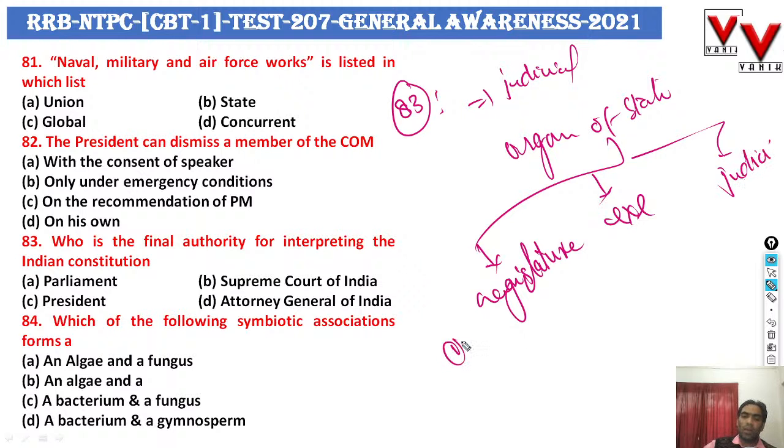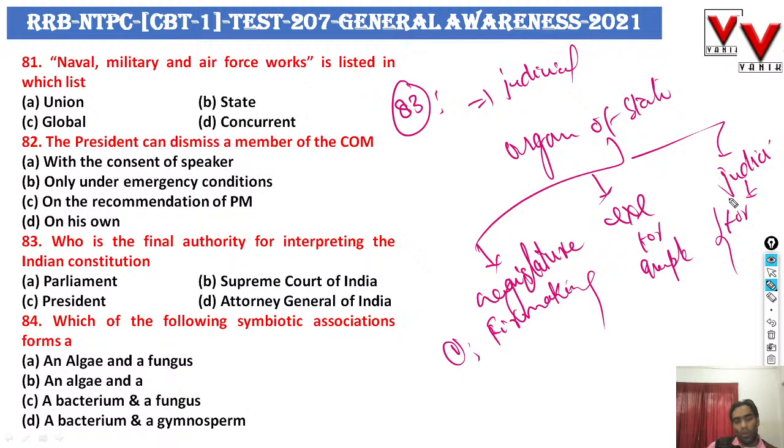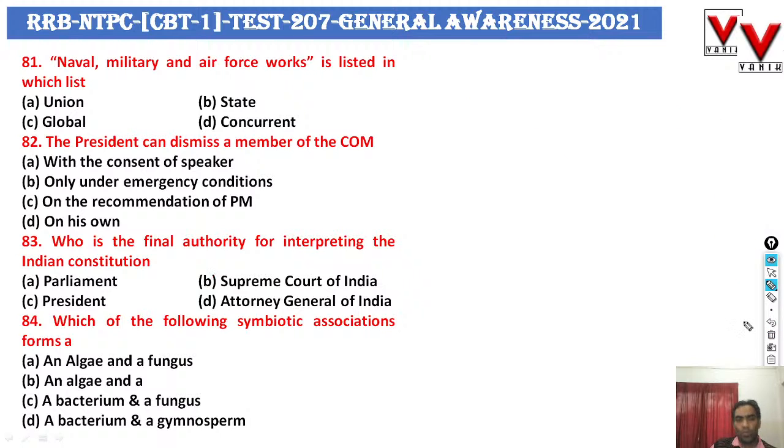Legislatures are responsible for making the law, the executive is responsible for implementing the law, and the judiciary is responsible for interpreting it. So the interpretation of the law lies with the judiciary. The right answer is the Supreme Court of India, the final authority for interpreting the constitution or any law.